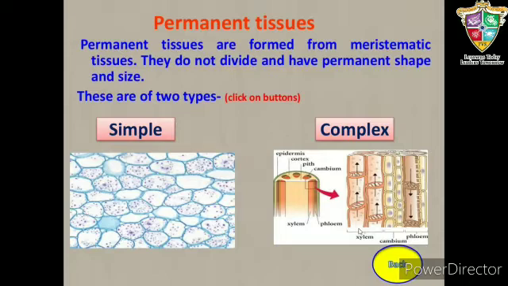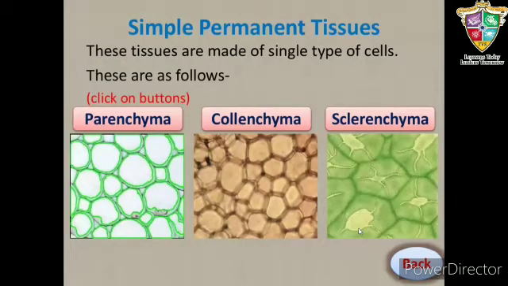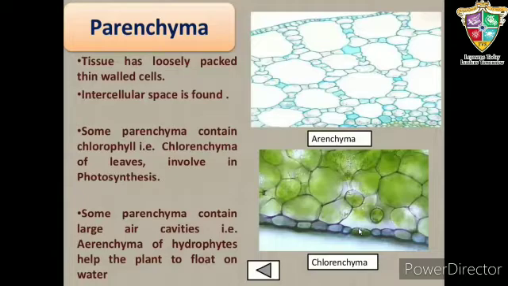Permanent tissues are classified into two types: simple permanent tissue and complex permanent tissue. Now, simple permanent tissues are made up of single types of cells. They are of three types: parenchyma, collenchyma, and sclerenchyma. Now we will be studying parenchyma in detail.